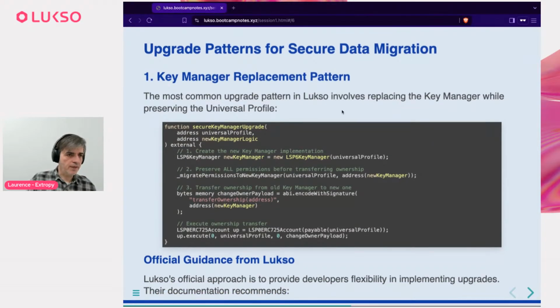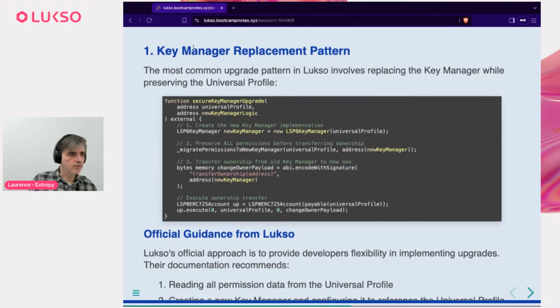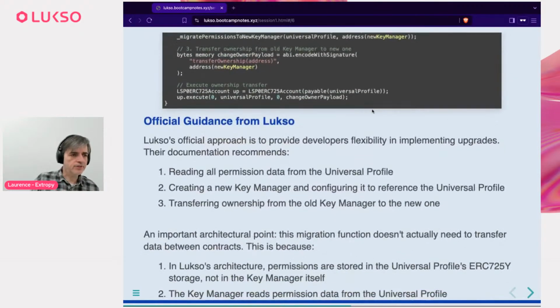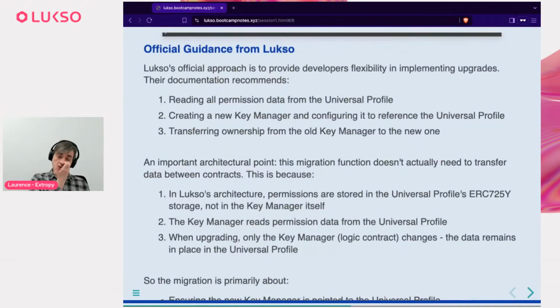So some of the patterns, I'm just showing you one here. This is around replacing the key manager, so we've still got the data with the universal profile, but we can have some new logic with the new key manager logic. This is some guidance from the LUKSO docs, so I thought I would just introduce that.